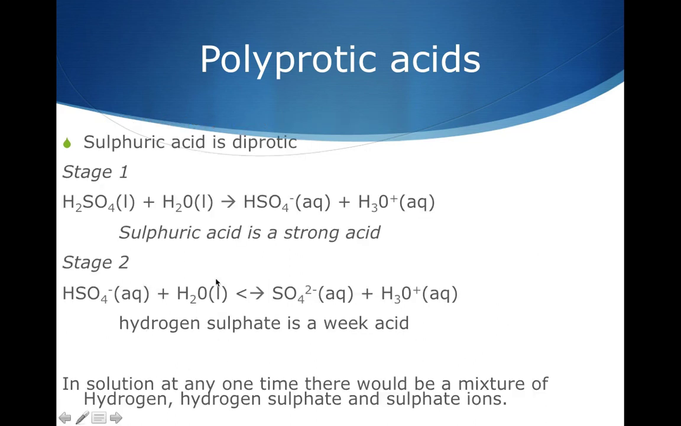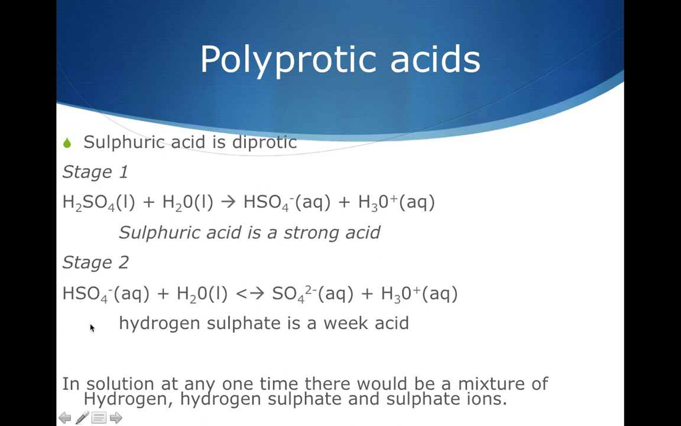So something like sulfuric acid, it's a diprotic acid, which means it's got 2 protons to give away. In the first ionisation, it gives away 1 proton to make the hydrogen sulfate ion and 1 hydronium. And here it's being a strong acid, so sulfuric acid is strong.